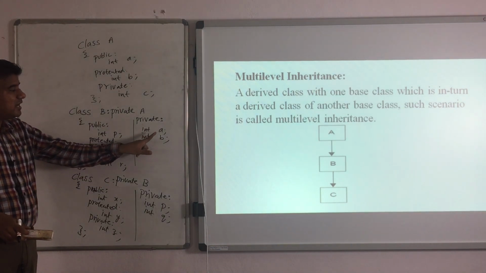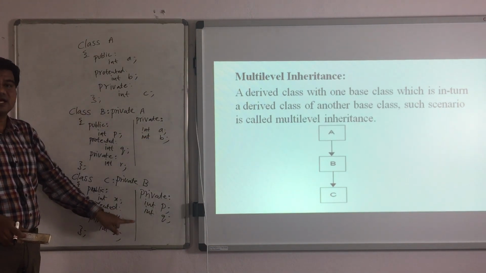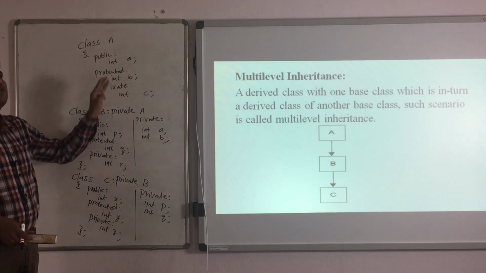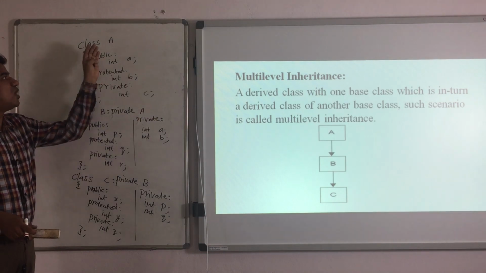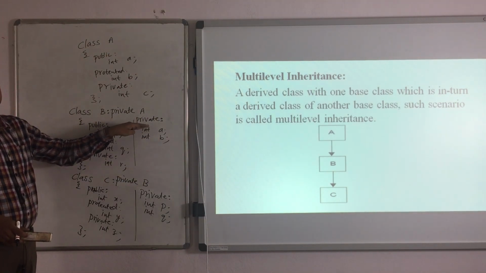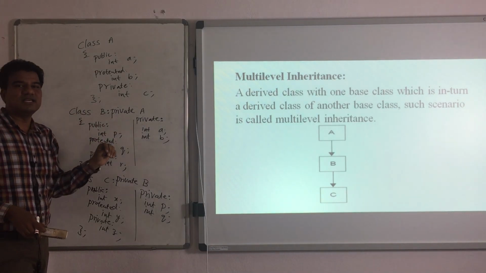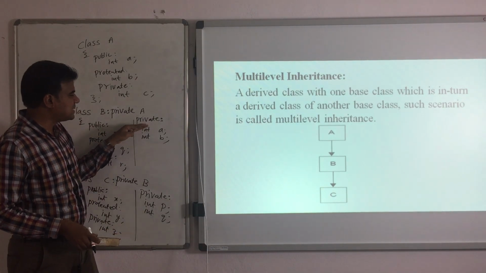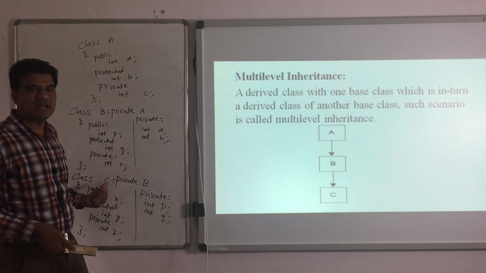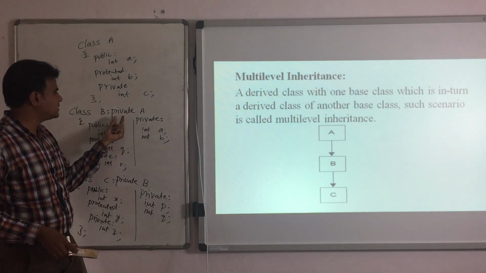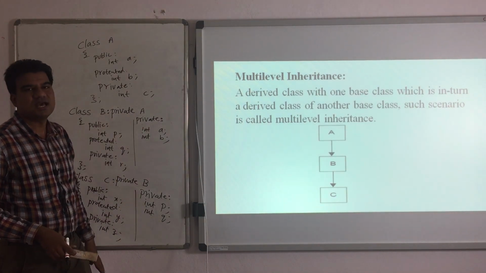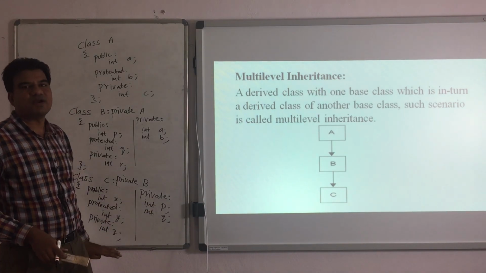Likewise, can I inherit this A and B into the derived class C? No, it is not possible. Even though they got inherited from A to B, right now after inheriting, their access modifier is private. That is the reason why I cannot inherit this A and B into my derived class C when my mode of inheritance is private. That difference you have to understand.